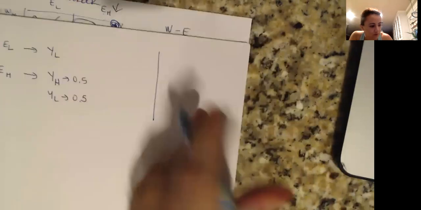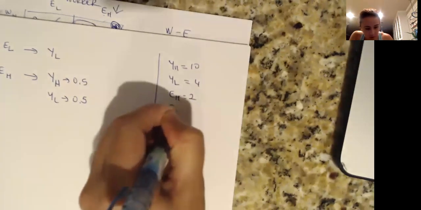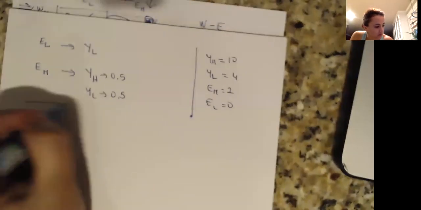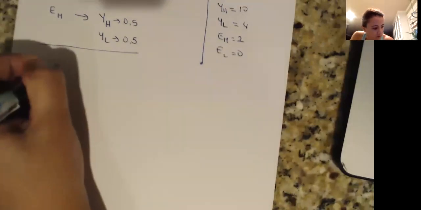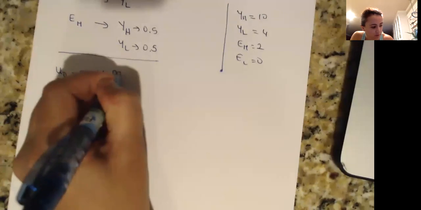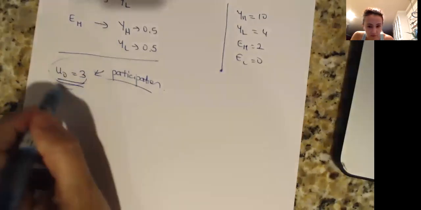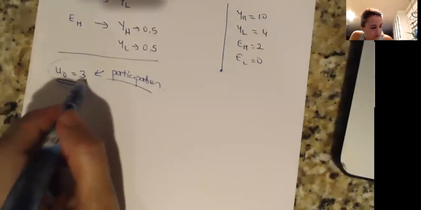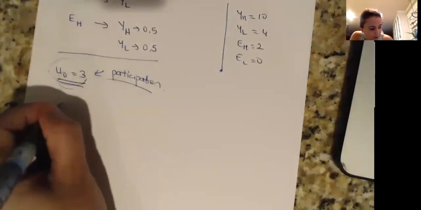The values that were given before still hold, YH, YL, EH, and EL. And this time the worker has an outside option, U0, which is equal to 2. So this outside option is important when we construct the participation constraint. So we need to make sure that the worker gets at least 3 units of payoff.